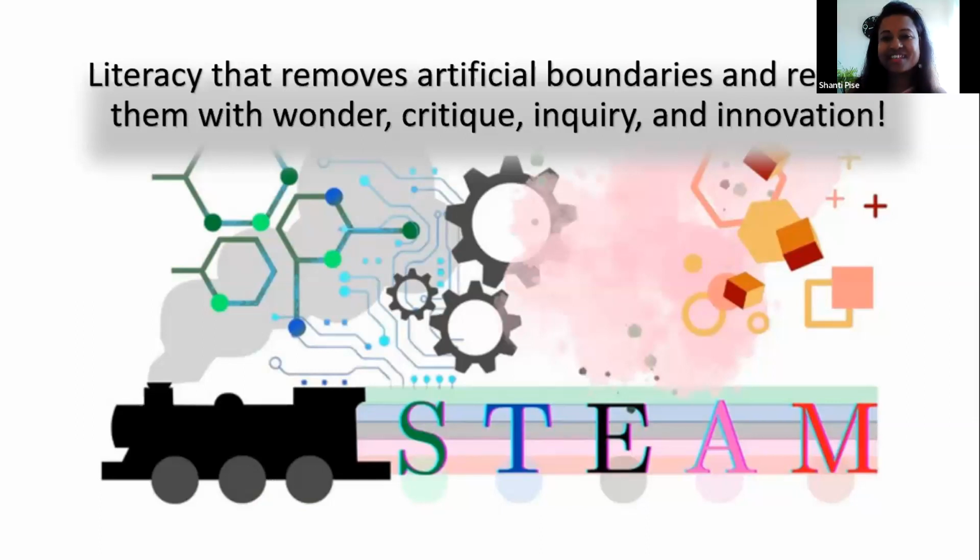STEAM is a literacy that removes artificial boundaries and replaces them with wonder, critique, inquiry, and innovation. So can we have STEAM as our engine to drive ourselves, so that these artificial boundaries and these problems that we face in our teaching learning process can be removed, and students will wonder, students will be happy, they will be doing inquiry, and that will lead to innovation in their classroom, and of course they will be critiquing also. So all these aspects are very important when it comes to science teaching and learning.